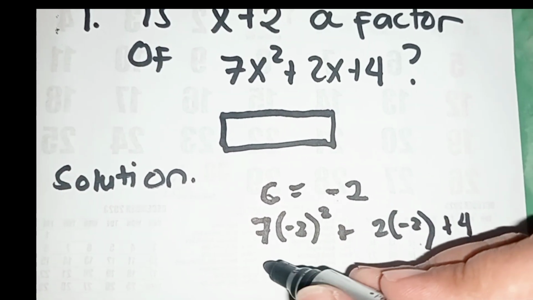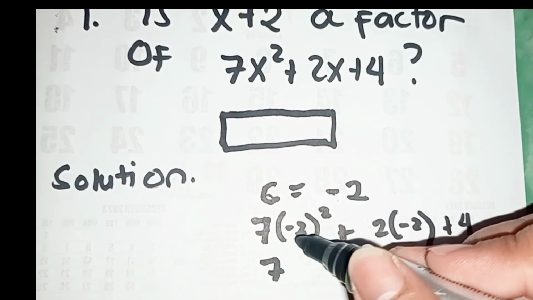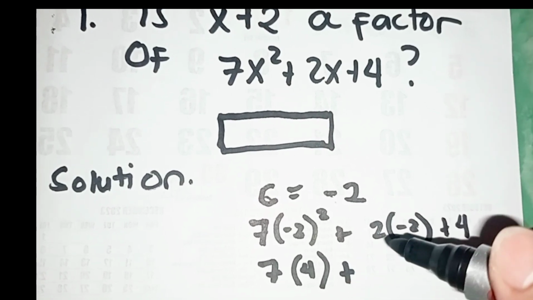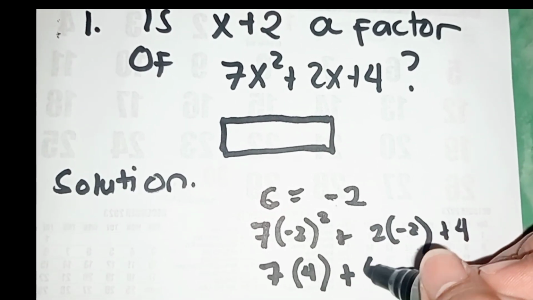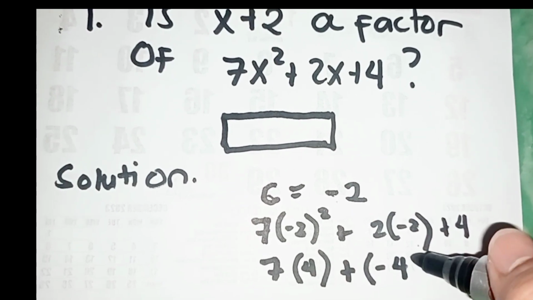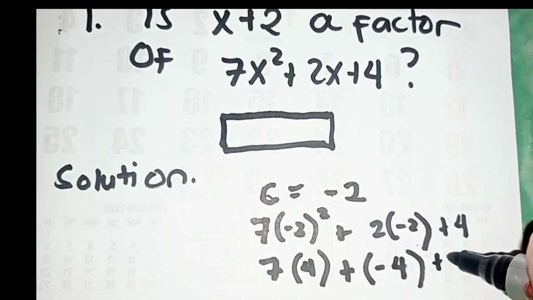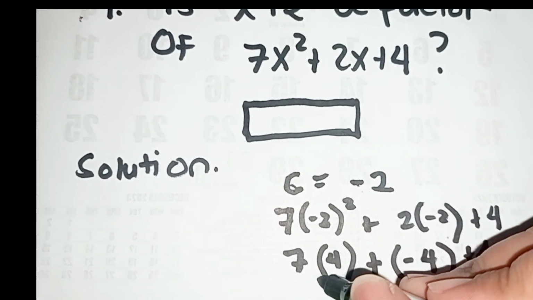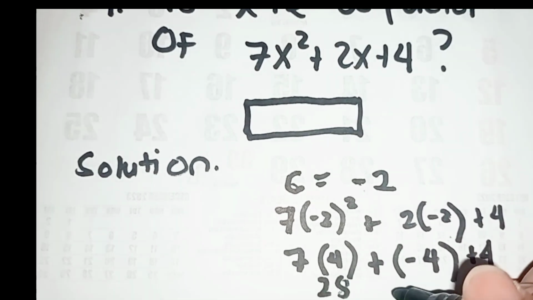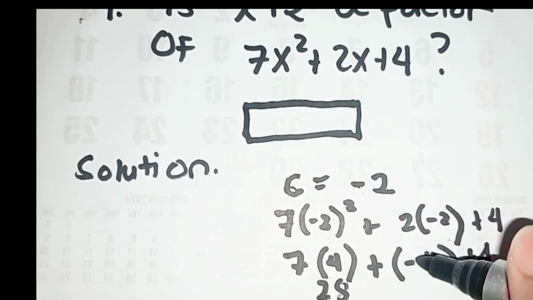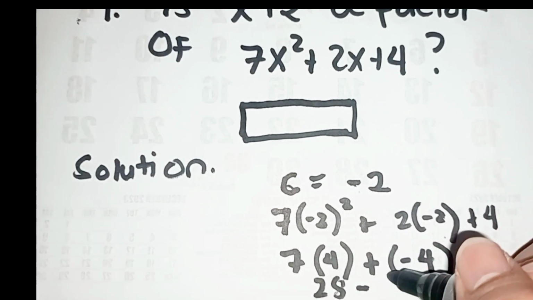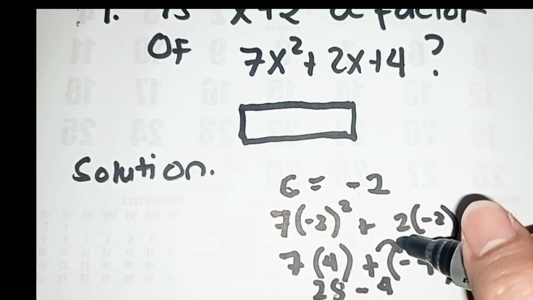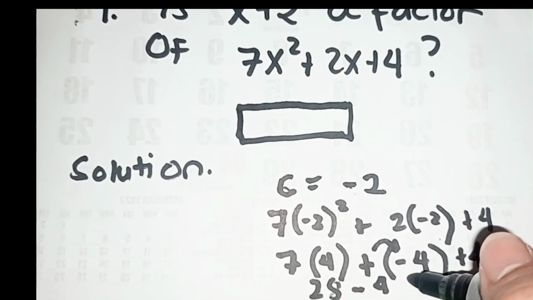So copy 7. Now what is negative 2 raised to 2? That is 4, plus 2 times negative 2 is negative 4. Okay, then copy the plus 4. Next, 7 times 4 is 28. Then positive times negative is negative, then copy the 4. Then copy the plus 4.